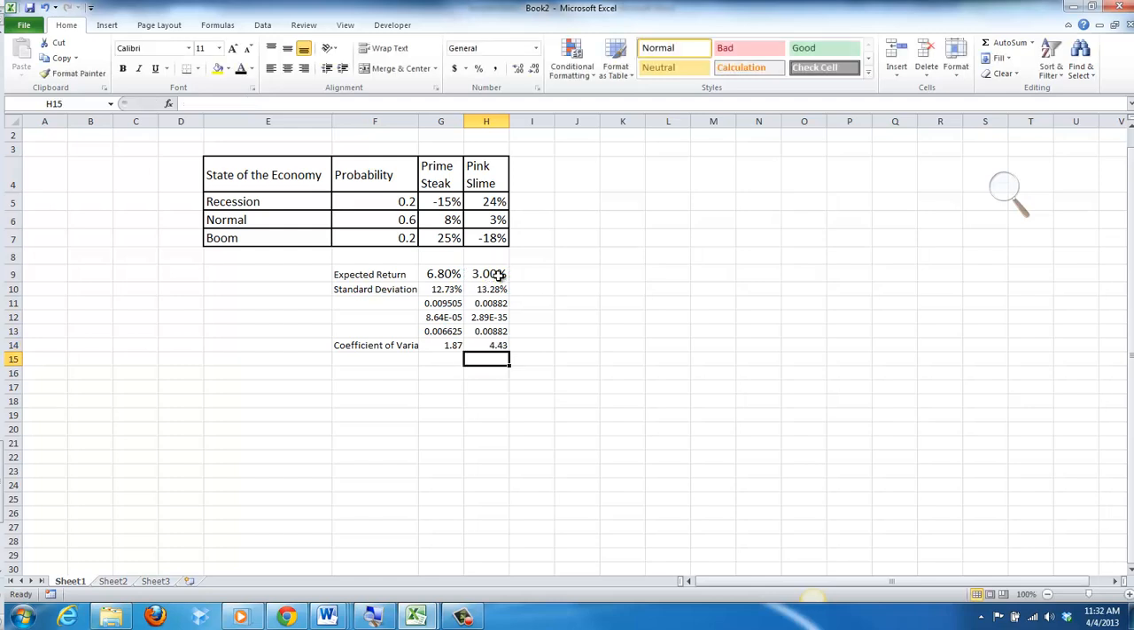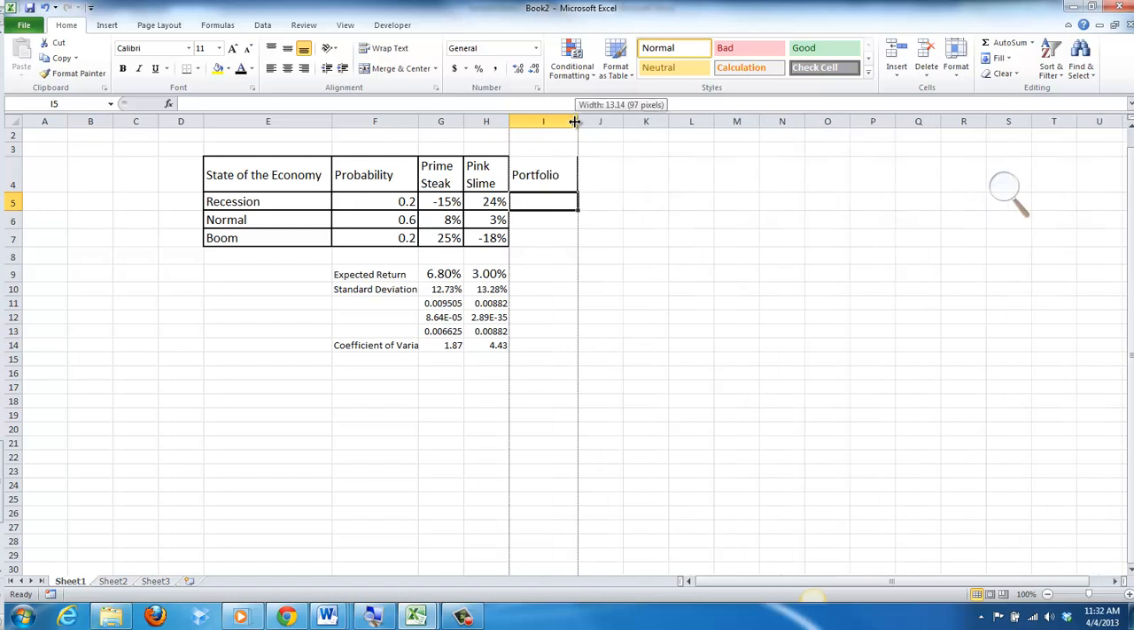So now we have a coefficient of variation of 1.87 and a coefficient of variation of 4.43. Now, this is what I get a lot of questions about. What about the portfolio? For the portfolio, since it's a 50% and 50% portfolio, we're going to set this equal to 0.5. That's our weight for Prime Steak in the portfolio.